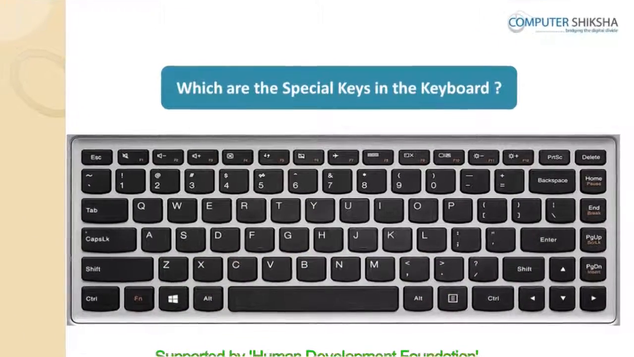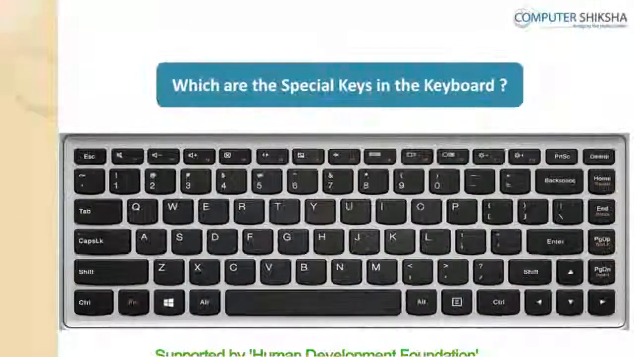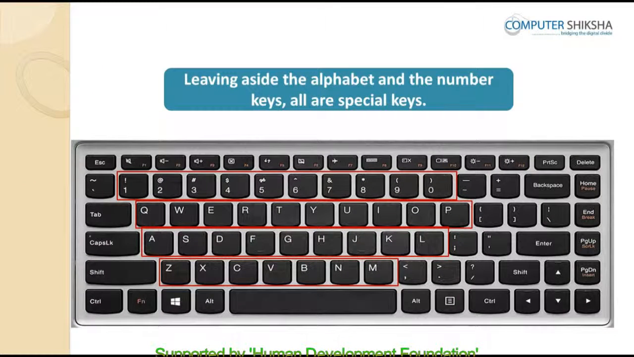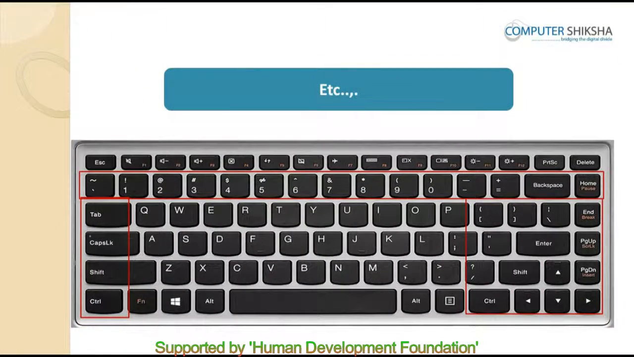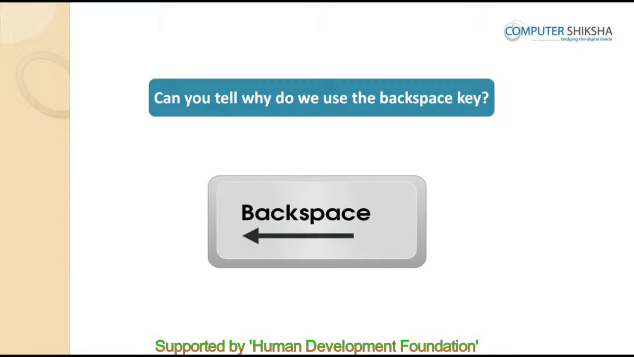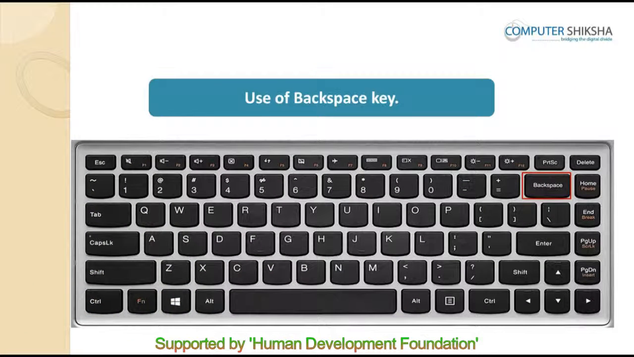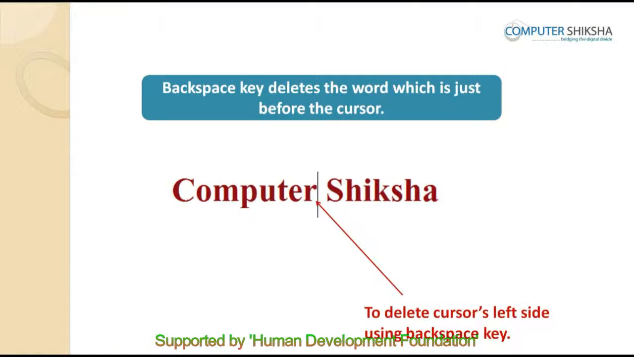Which are the special keys in the keyboard? Leaving aside the alphabet and the number keys, all other keys on the keyboard are special keys like tab, escape, control, etc. In Mspaint, why do we use the backspace key? Backspace key is used to erase any word, but remember that you can only erase the word which is on the left side of the cursor.